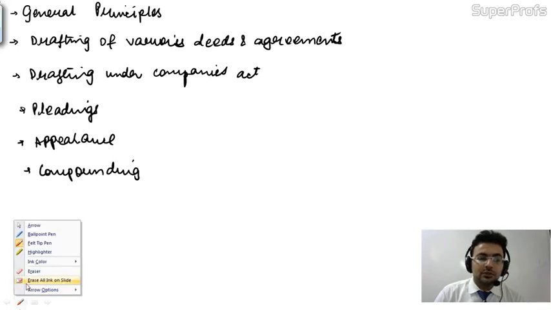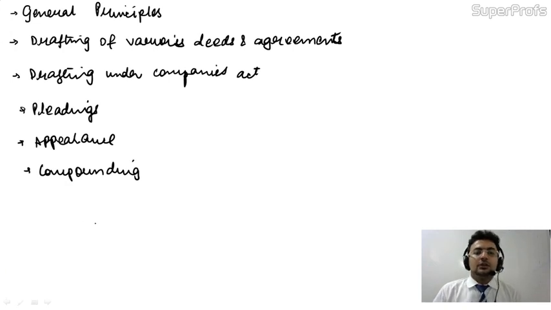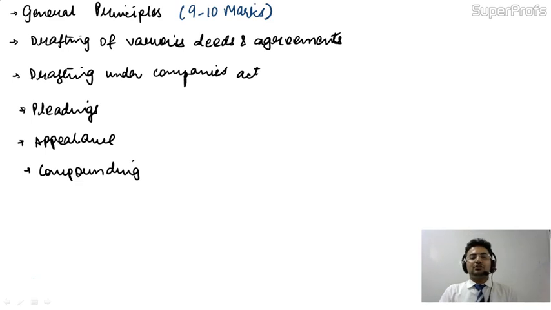So, what is going to be the weightage now? For general principles, this topic is going to be there in your exam for 9 to 10 marks. Whatever basics of drafting we are going to cover, all of them will form a part of general principles, and that will be there in your exam for 9 to 10 marks. Okay? Got it?